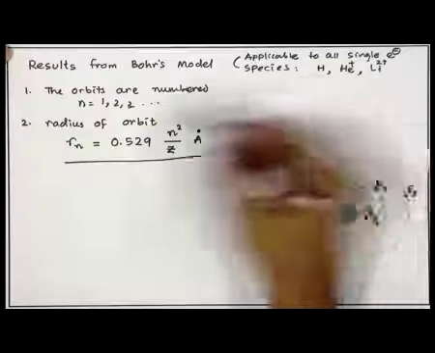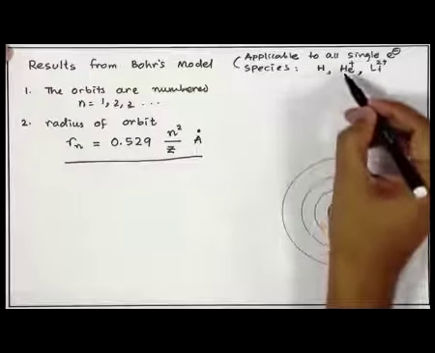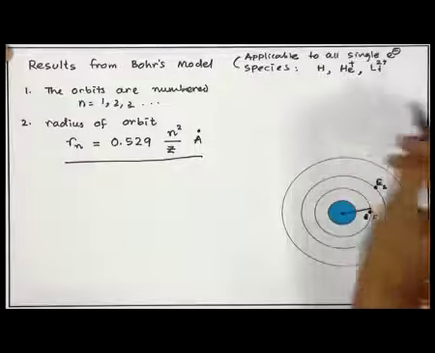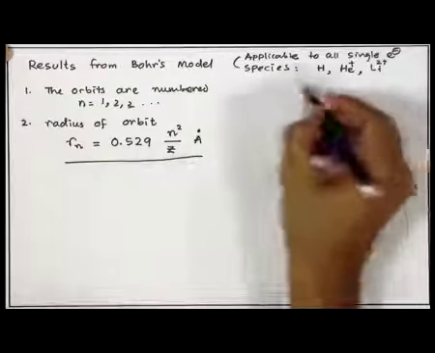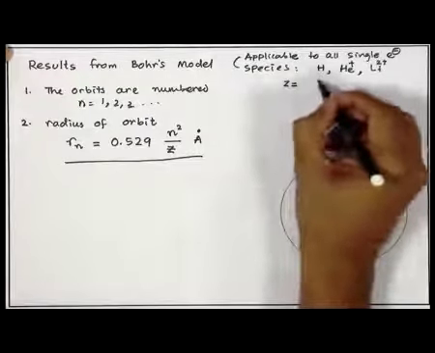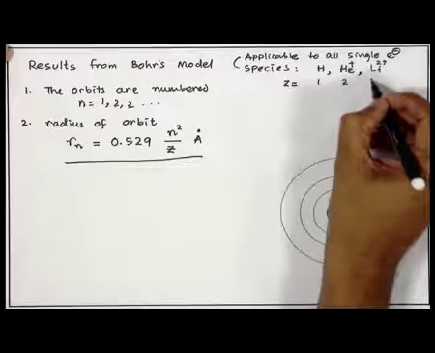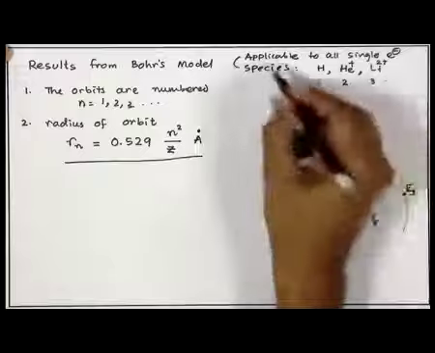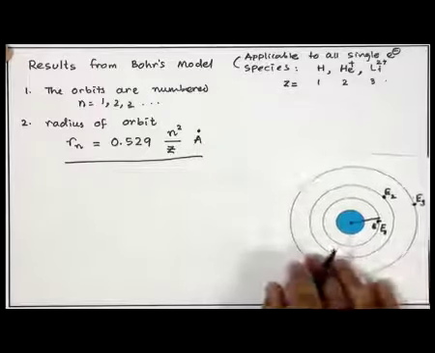So, we can use Bohr's atomic model for hydrogen or helium plus or lithium 2 plus and so on and so forth. The only difference is the Z value, the atomic number: hydrogen is 1, helium is 2, lithium is 3 and so on and so forth. So, we have to keep this in our mind.